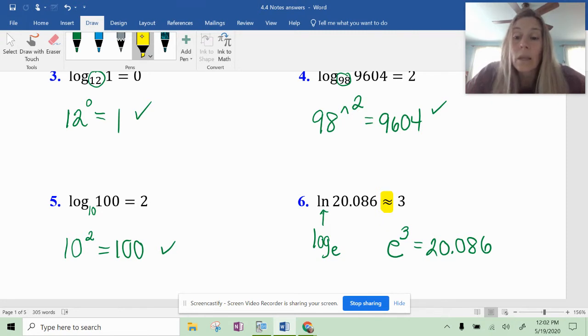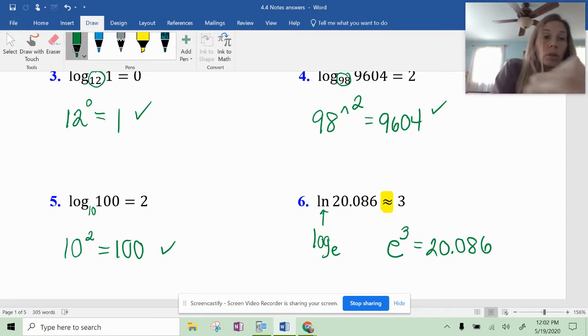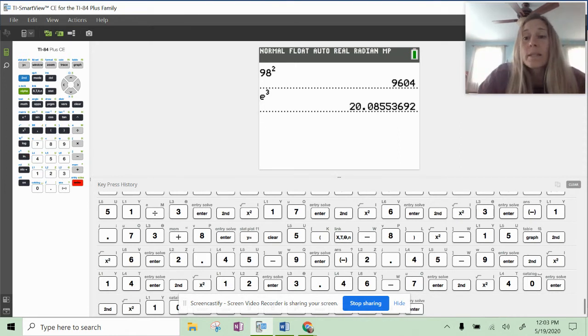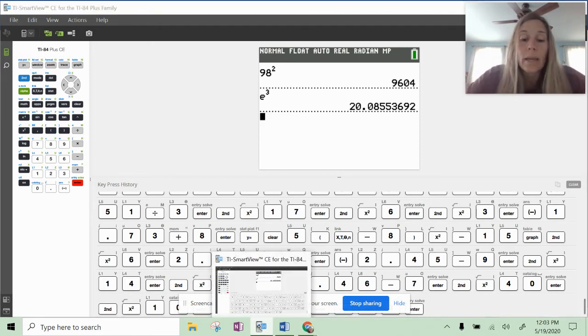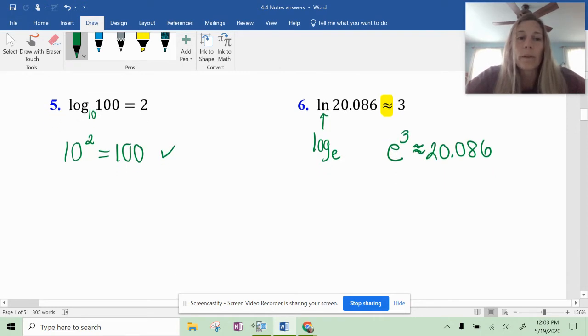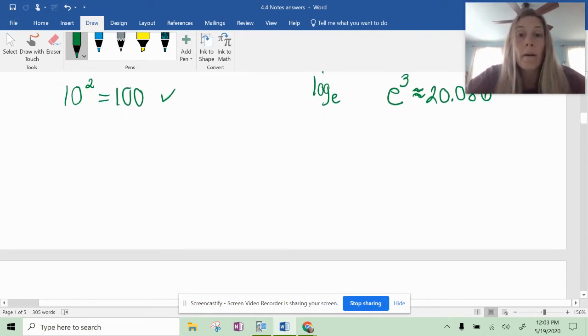Okay, so same thing in this case. I'm going to write the squiggly just because it's not a definitive answer, it's just going to be approximately that number. So for example, if I were to do e, or second ln on the calculator, raised to 3, you can see that I get that long decimal, which we're approximating to 20.086. Okay, so that's just how you go back and forth between the logarithmic form of the function and the exponential form of the function.